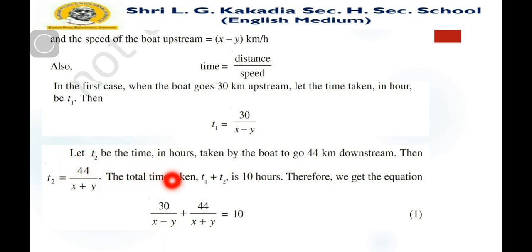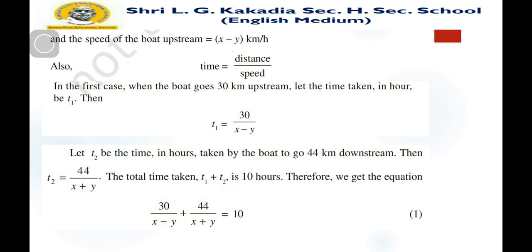The total time taken in upstream and downstream is 10 hours. So t1 plus t2 is equal to 10. Then putting the values, 30 upon x minus y plus 44 upon x plus y is equal to 10. So it is equation number 1 from case 1.